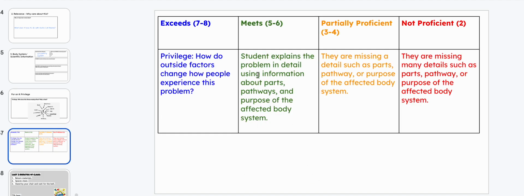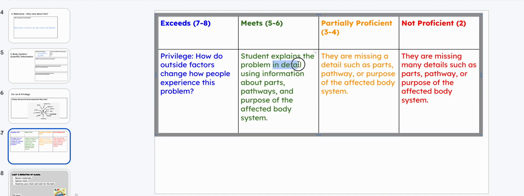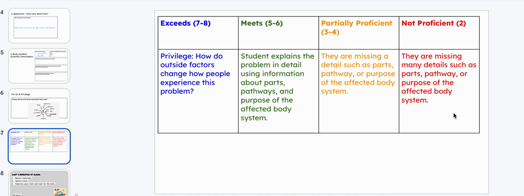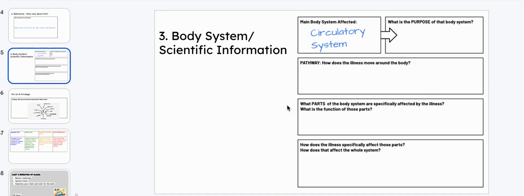Again, here's your rubric. You are really going in detail about the parts, pathway, and purpose of a body system to explain the problem. If you are missing some things, your grade will go down. Be sure to be double checking that you are answering all of these boxes very thoroughly.